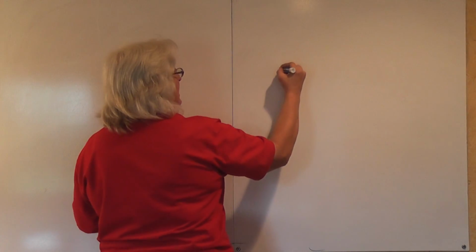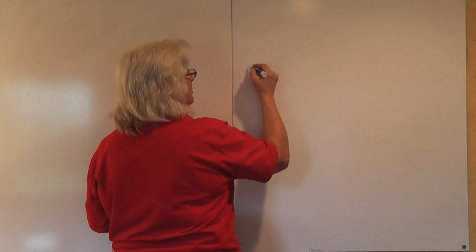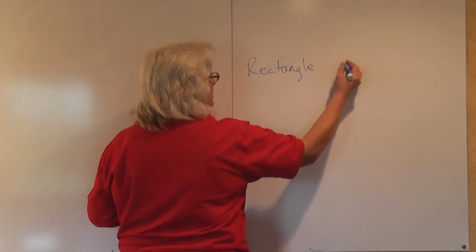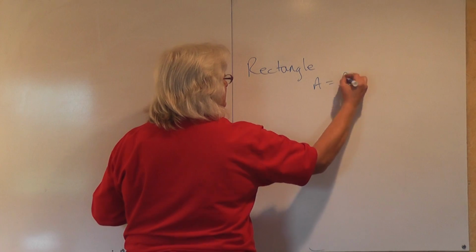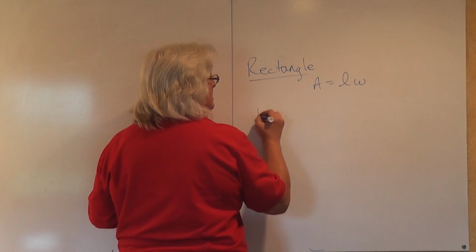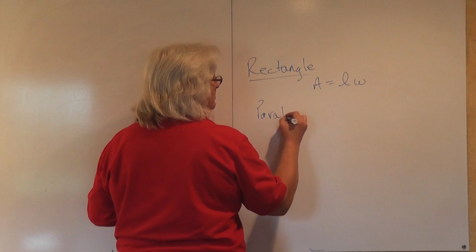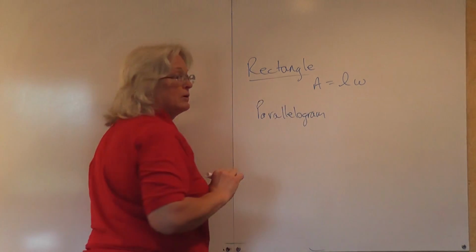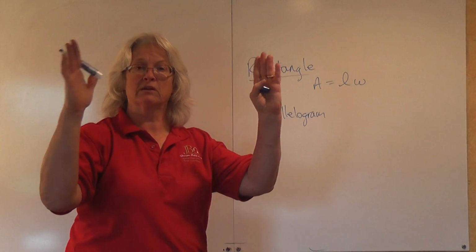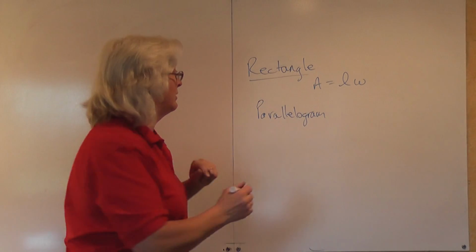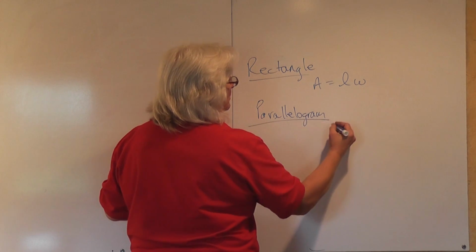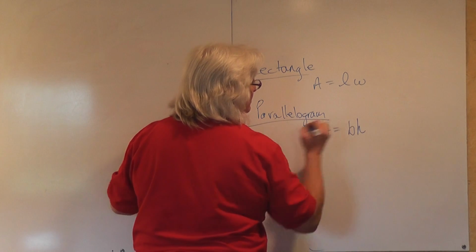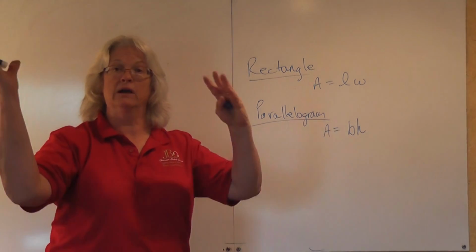We've said that the area of a rectangle was equal to the length times the width. Then we talked about a parallelogram. And what did we say a parallelogram was? It's a rectangle that's leaning. Two pairs of parallel sides. And you have a base and a height. So the area of a parallelogram is the base times the height.